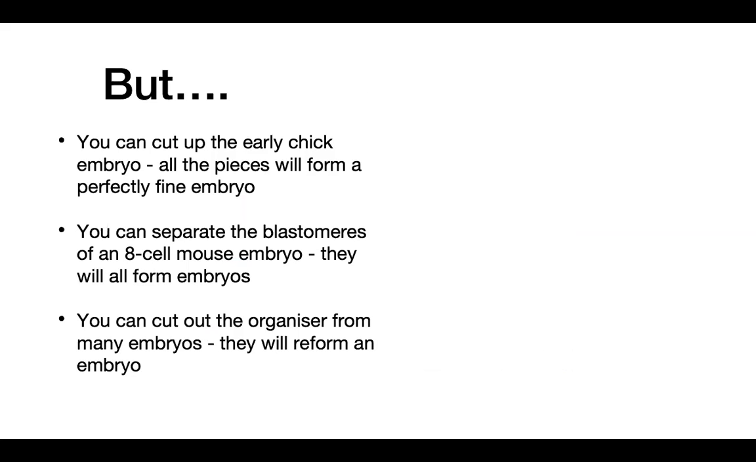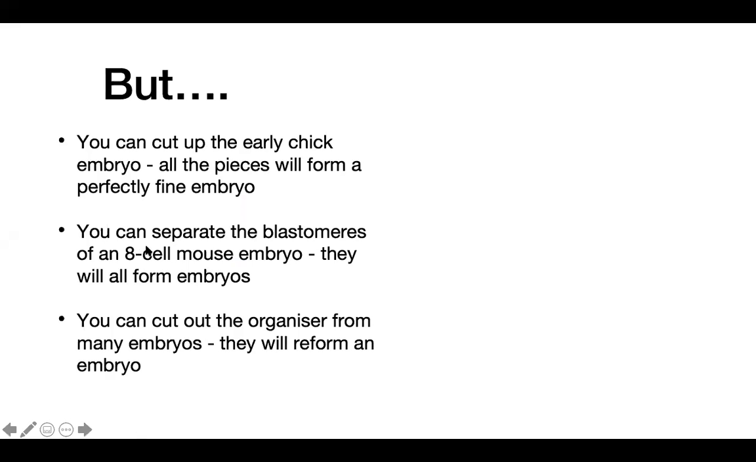You can cut up the early embryo. You can cut up the early chick embryo, mouse embryos, sea urchin embryos. If you cut up the early chick embryo early enough, all the pieces will form a perfectly fine embryo. And so this tells you that, at least in the chick at these stages, there isn't a region that's defined as the organizer. So all of the embryo is able to form an organizer.